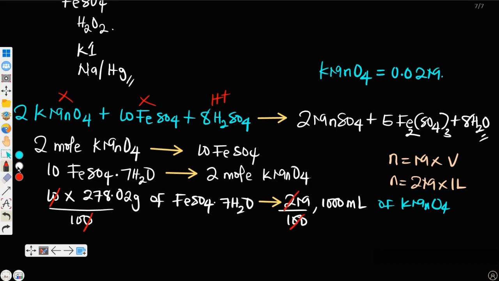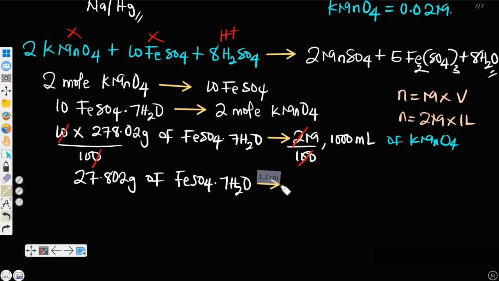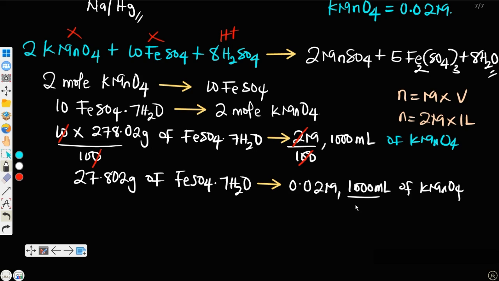This cancels this, and if you do your calculation very well, this is going to give us 27.802 gram of FeSO4·7H2O to give us what? Divide this and this is going to give us 0.02 molar of 1000 milliliter of what? KMnO4. To get the milli equivalent, what do we do? Divide here by what? 1000, right? So if you divide here by 1000, this cancels this. What do you think that is going to give to us?